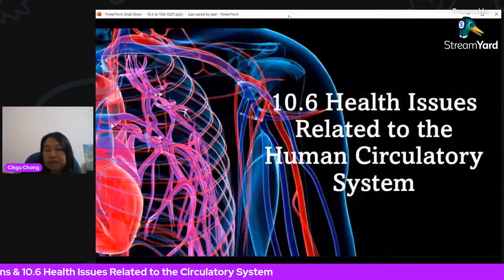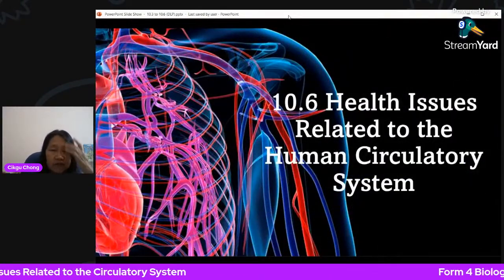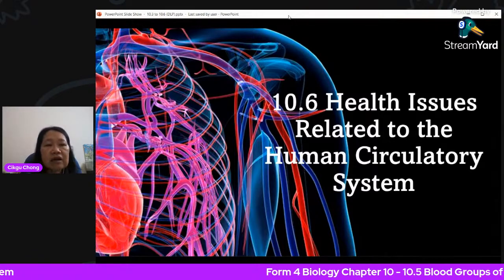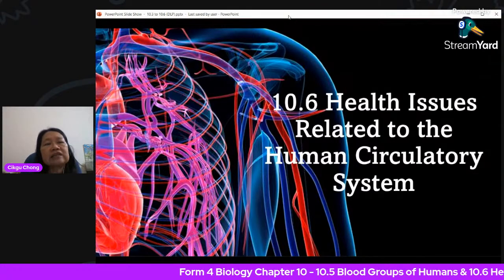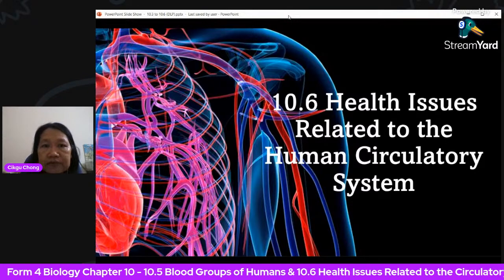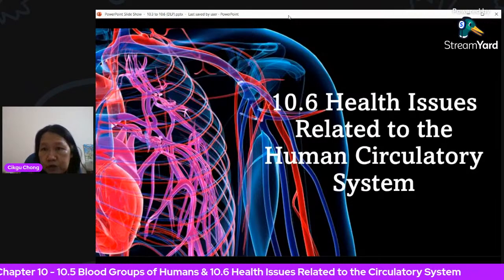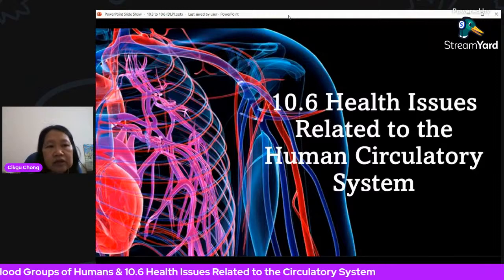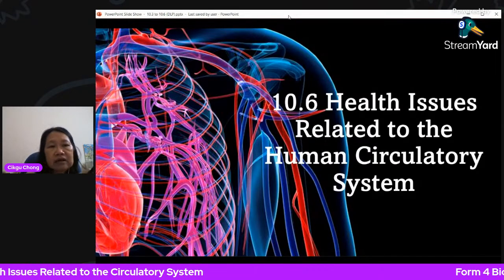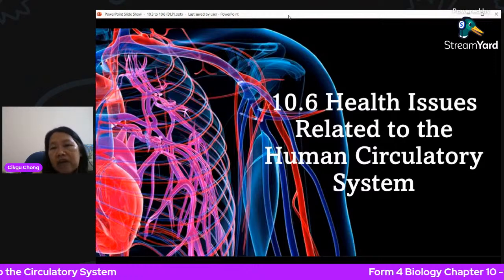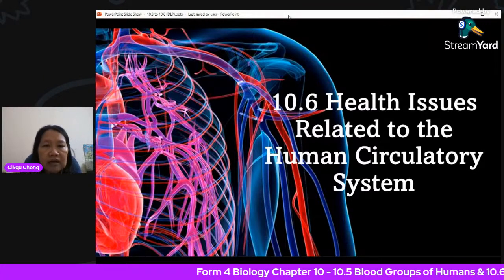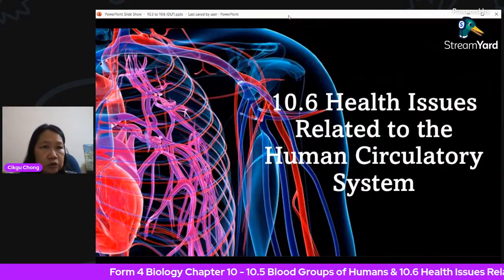Okay, so we're done with 10.5. Now we go to 10.6. Health issues related to the human circulatory system. This is something very general, but it will come out as part of the question together, usually with diet and nutrition. When they talk about the diet, they give you a menu, usually in essay form. They ask whether this diet is healthy for this person, and then discuss the health issues that may arise if this person takes this food for many months, for the long term.